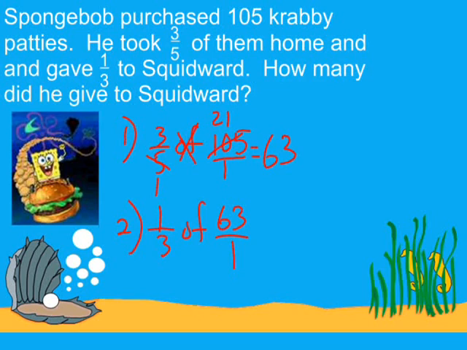So I'm going to make 63 improper. "Of" means multiply. We can cancel 3 and 63. 3 goes into 3 once. 3 goes into 63 21 times. And then 1 times 21 is 21 all over 1. So our final answer would be 21 patties. He gave 21 patties to Squidward. And the reason I call that a double "of" question, we had to use "of" twice to find our solution. So that is how you find a fractional part of a whole.